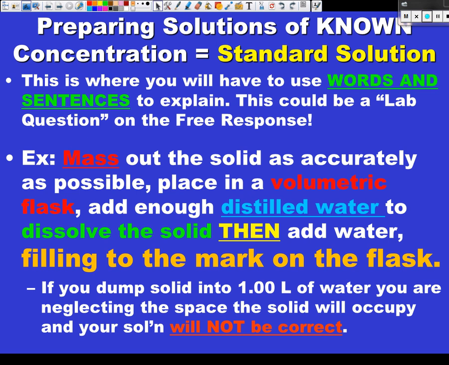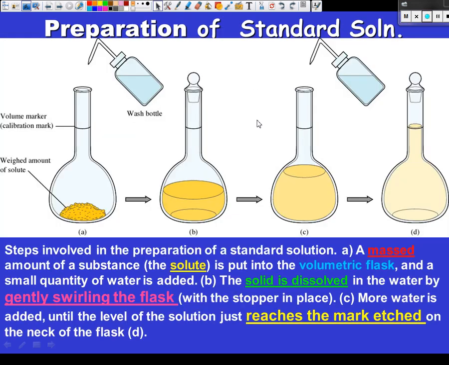So does this make sense? Now, this is really deep, but logically, does this give us a very precise solution? And when you're working with precise measurements, you need to make precise solutions. And this is how we would need to do it. So if you dump a solid into 1 liter of water, you are neglecting the space the solid will occupy, and your solution will not be correct. So if you fill it up to 1 liter and then pour the sugar in, is it going to be exactly 1 liter? No, it's going to move up a little bit, right? So let's pour the solid in, put in some water, dissolve it, then fill it up. Does that make sense? Make sure you know this. I know that it's kind of deep, but it is what it is.